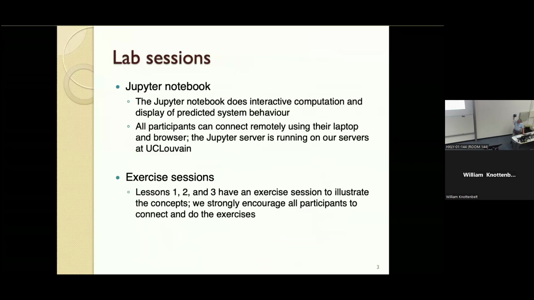So the first 3 lessons will be done together with small lab sessions. The idea is to have a half-hour lab session near the end, and we will show our interactive tool running on a Jupyter notebook, and all the participants can log in to our Jupyter server, which is running in Belgium, and we'll be able to interactively compute system performance. That will be done for the first 3 lab sessions.